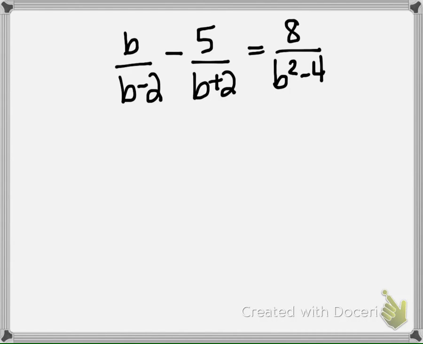Alright, to solve this equation, we need to clear the denominator. That's one way to do it. So that means get rid of all the fractions. So to do that, we're going to multiply the entire equation by the common denominator.